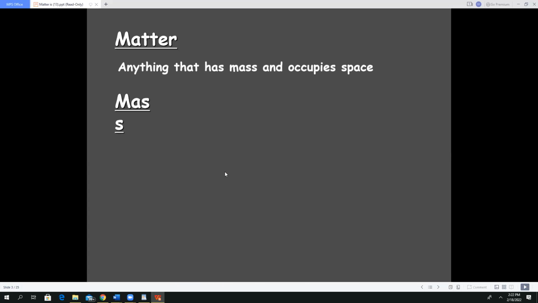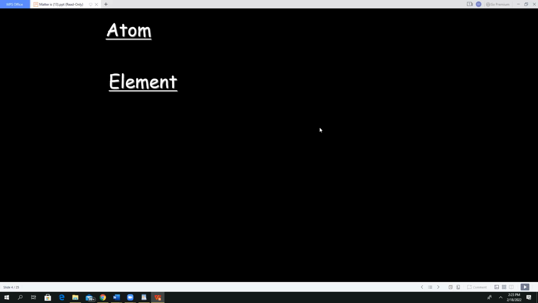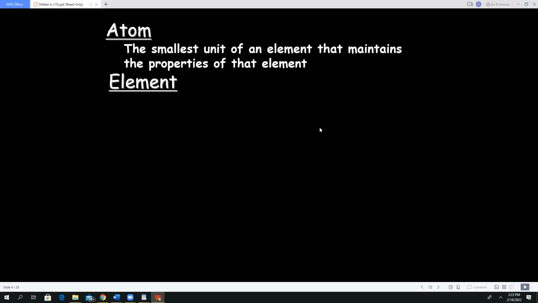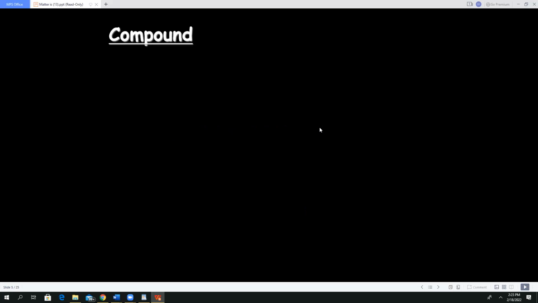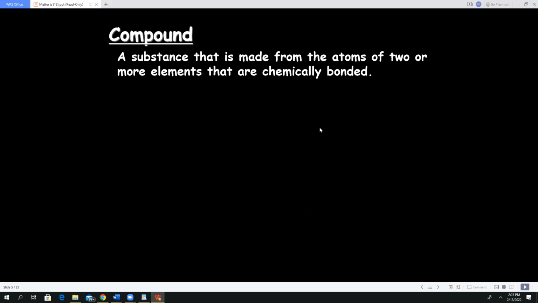Okay, so matter is anything that has mass and takes up space. And mass is a measure of the amount of matter, right? An atom is the smallest unit of an element. An element is a pure substance made of only one kind of atom. And there's your periodic table. A compound is a substance that is made from the atoms of 2 or more elements that are chemically bonded. For example, sucrose, sugar.